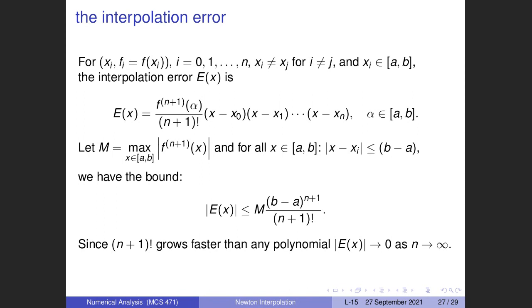So the error is actually bounded by the bound on the n+1 derivative. We have this maximum, and then we also have the length of the interval. How do we get the length of the interval? Well, that's a bound on this polynomial here. Now notice you get the n+1 factor here again.